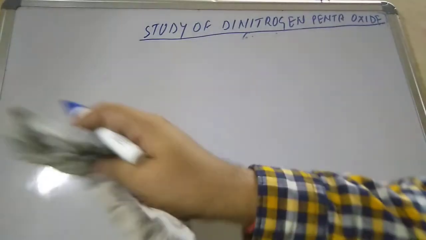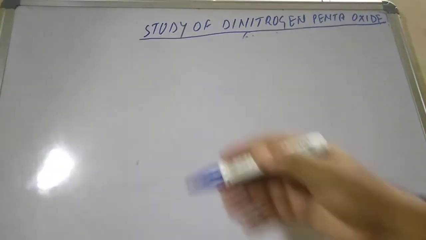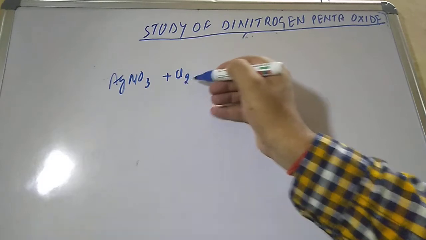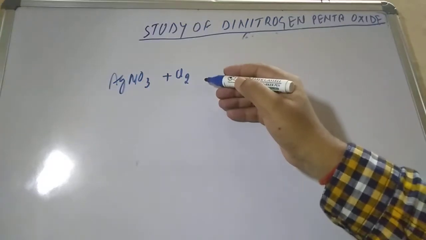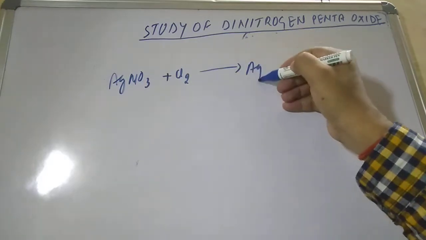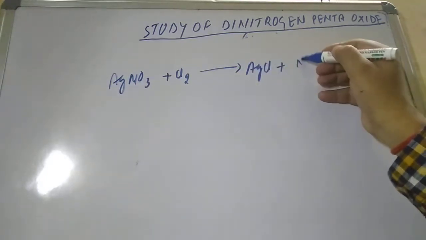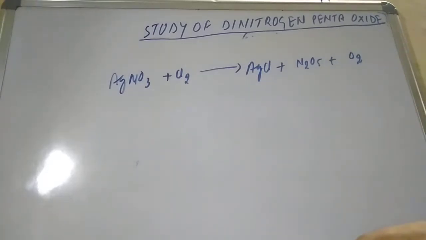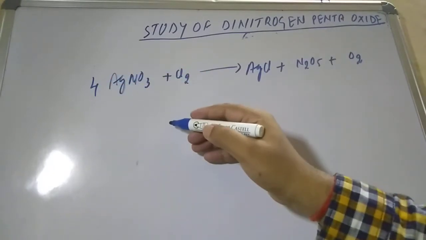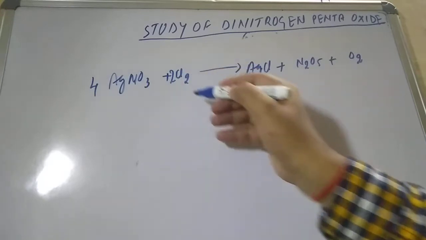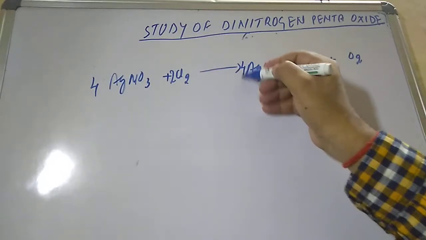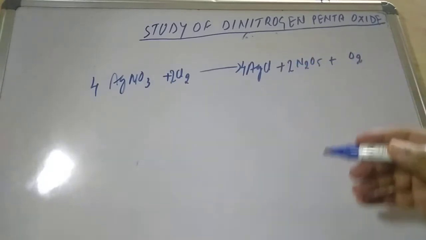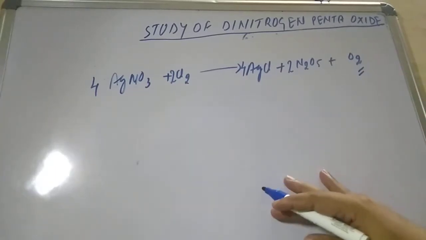Now the next method: from silver nitrate. AgNO3 is treated with chlorine. When you treat AgNO3 with chlorine, it will give AgCl along with N2O5 plus oxygen. Now we have to balance this: 4 AgNO3 and 2 mole of Cl2 give 4 mole of AgCl and 2 mole of N2O5, and dioxygen is also formed. This method is also used for the preparation of oxygen.